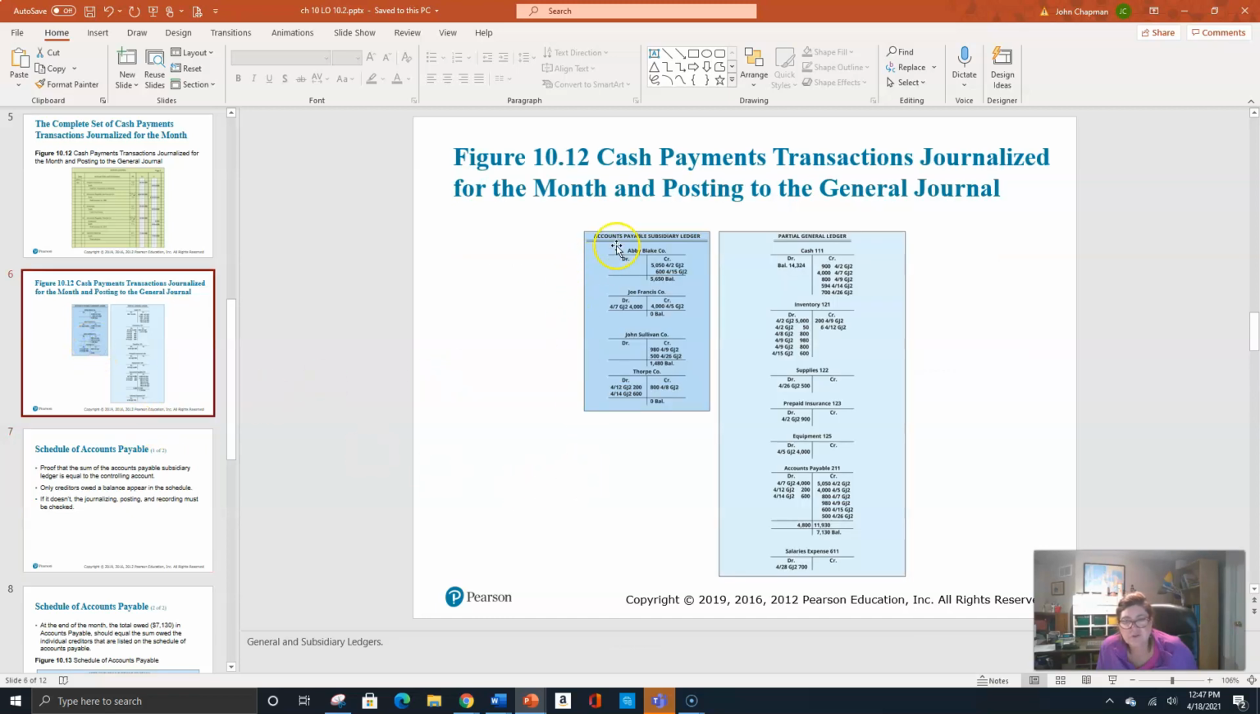So, just to make sure, these are our subsidiary ledgers, so we'll do a schedule and say, Abby Blake, this is their balance. We don't put ones that have a zero balance. John Sullivan, this is their balance. And make sure it agrees to the controlling account here in your accounts payable general ledger.